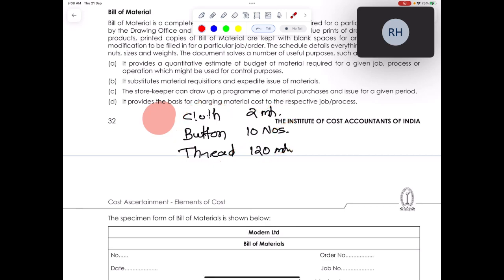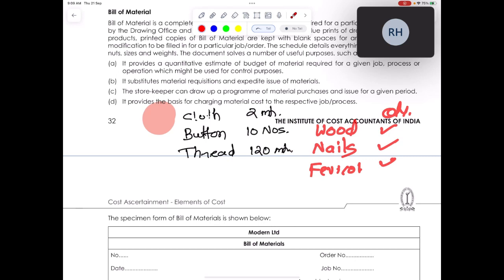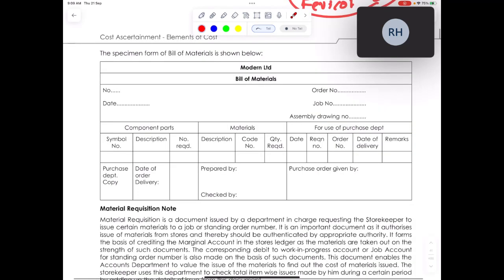Okay, can you please tell me, if my client is a furniture maker, how will the bill of material look? To manufacture furniture, what material do we require? Wood. We require wood, we require nails, we require adhesive, commonly known as Fevicol, and how much quantity is required to manufacture a single piece of furniture. This complete document is known as bill of material. Okay, sure. So this is an important theory.